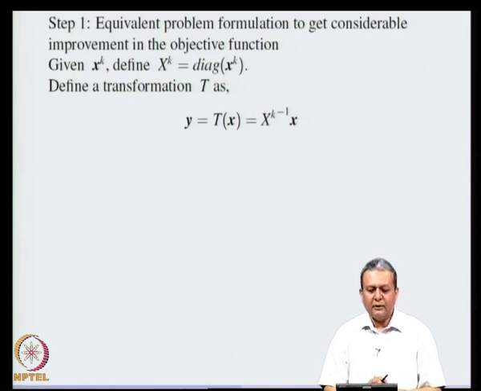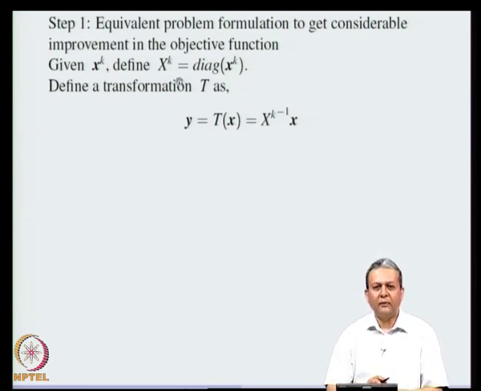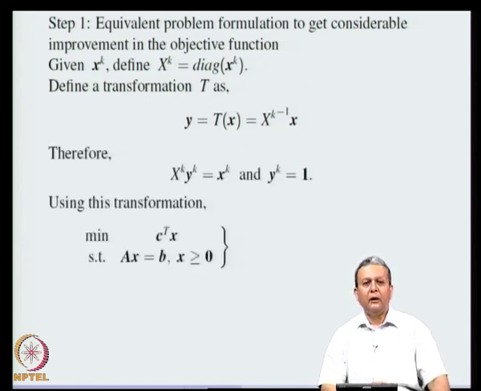Now, the next step after studying the stopping condition, the first step that we saw in the algorithm, was to get an equivalent problem formulation to get considerable improvement in the objective function. So, given x^k, we define the matrix X_k to be the diagonal matrix having elements x^k on its diagonal, and we define the transformation y = T(x) = X_k inverse x. Therefore, if we use this transformation, what happens to the linear program that we wanted to solve?